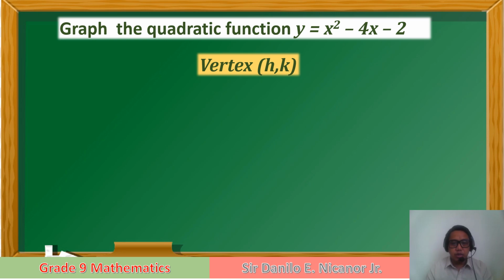So pwede natin kunin yon, no? So yun ang ating gagawin. So kunin natin ang h and k, so yung vertex natin. So the formula for h is negative b over 2a. So here, ang A natin is 1, and B is negative 4, and C is negative 2. And I hope you can solve it.